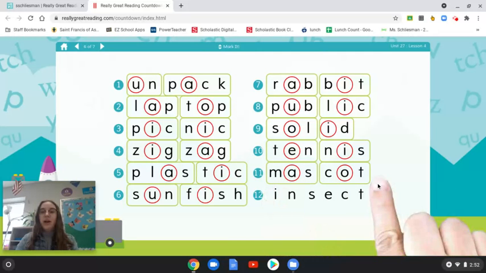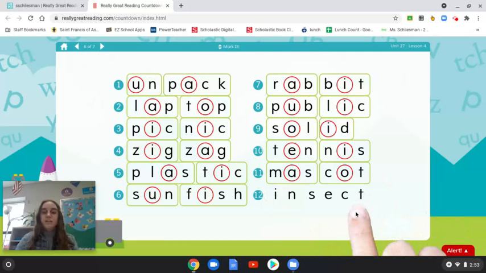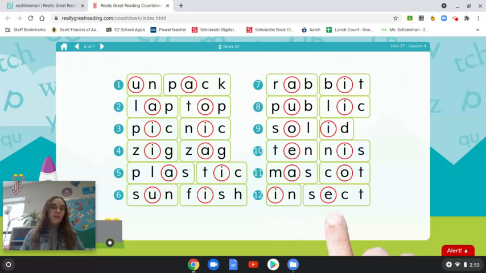Mascot. Finally, number 12, we have 2 vowels, and they're not next to each other, so we have 2 syllables. Insect. Good. Now, the next part is called read it. When I say pause, you're going to get your partner, and then you're going to go through and read the phrases on read it. When you're all done and your checker has helped you check, then you can click play on the video and we'll go to the next page. Ready? Pause.